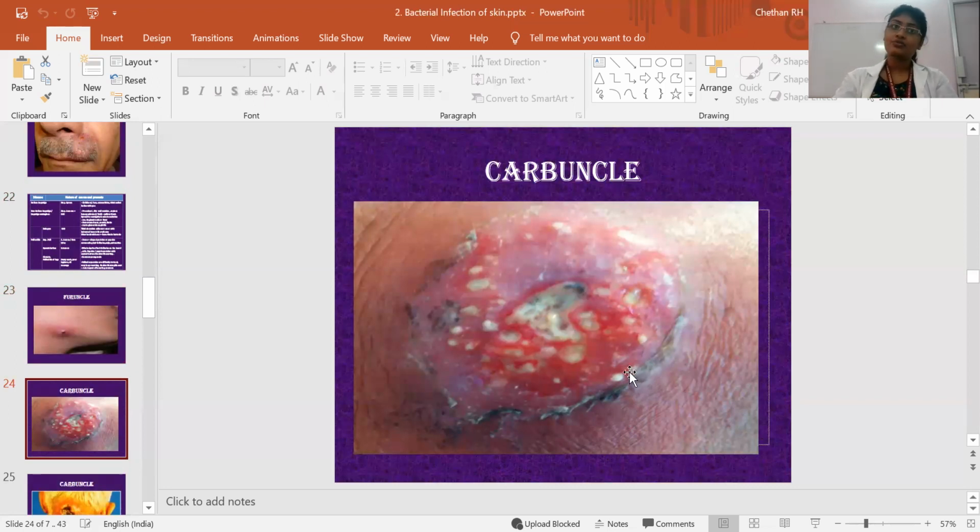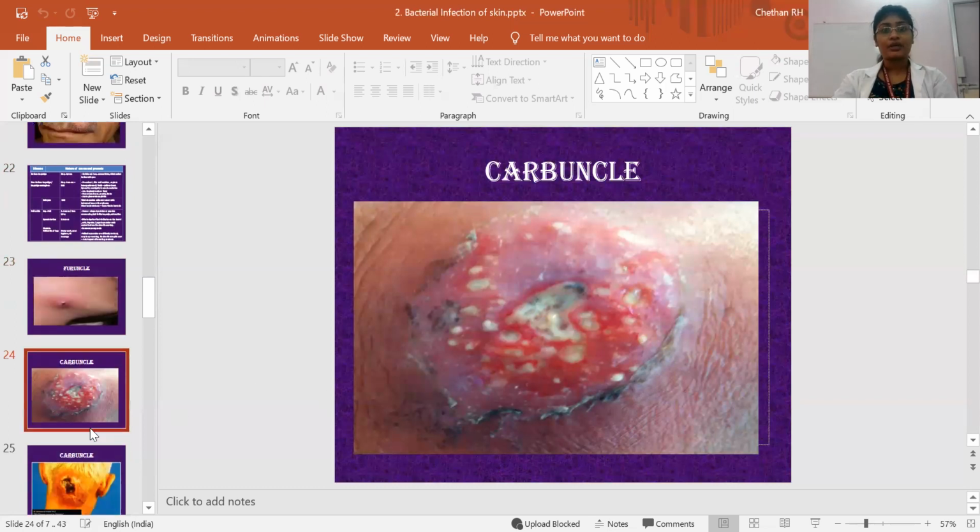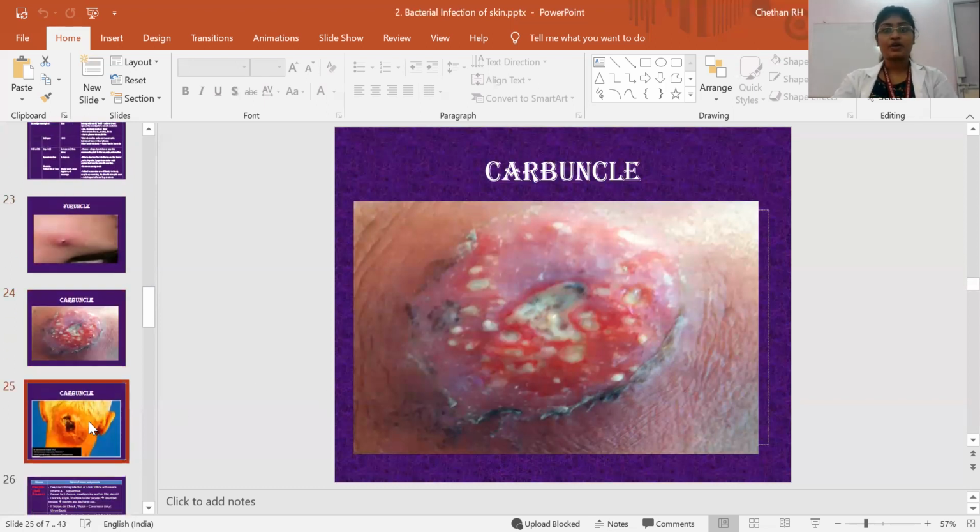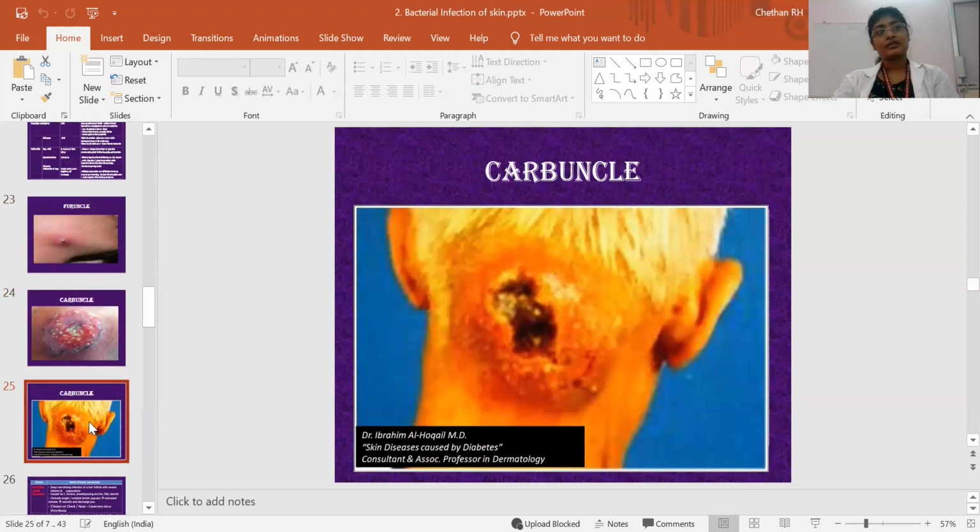When one hair follicle is involved, we call it a furuncle, and carbuncle means when the surrounding hair follicles are also involved. The main site is either the lower abdomen or the posterior nape of the neck, as you see in this picture.